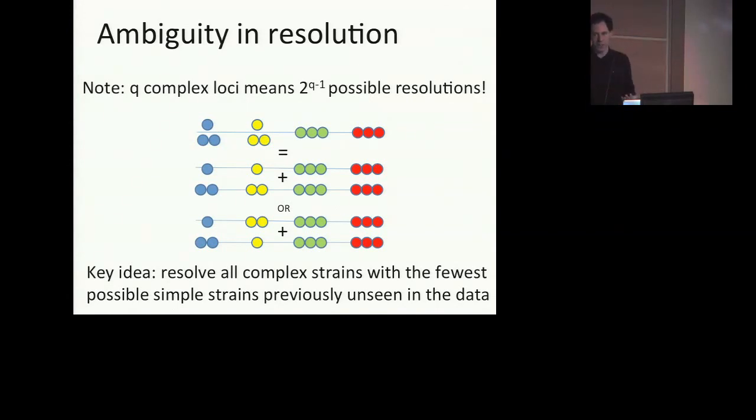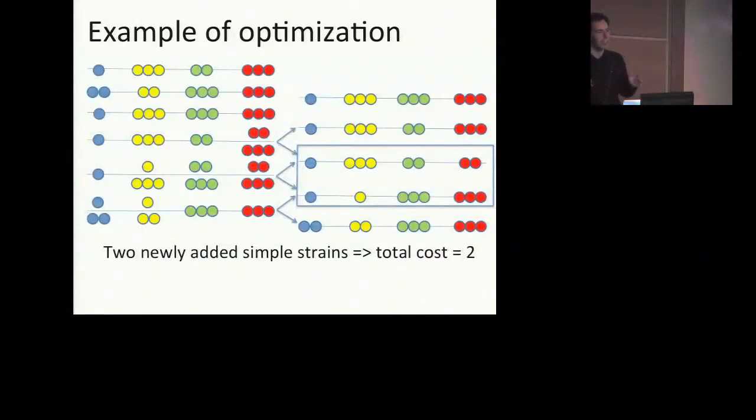However, we can actually resolve it ourselves in a principled way by making a parsimony assumption. And the parsimony assumption here would basically say we want to include as many strains that we've already seen as possible, as many simple strains that we've already seen, and we want to introduce as few additional strains that we have not observed yet as possible. So that's kind of the key idea, and this translates into an optimization problem, which I'm not going to show the exact formulation, but it's fairly straightforward, and then you can solve it using integer linear programming. And it's going to look something like this.